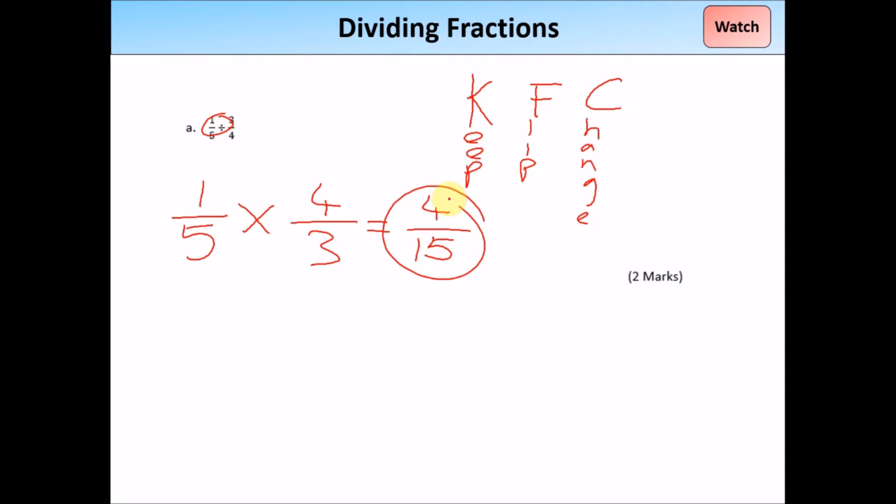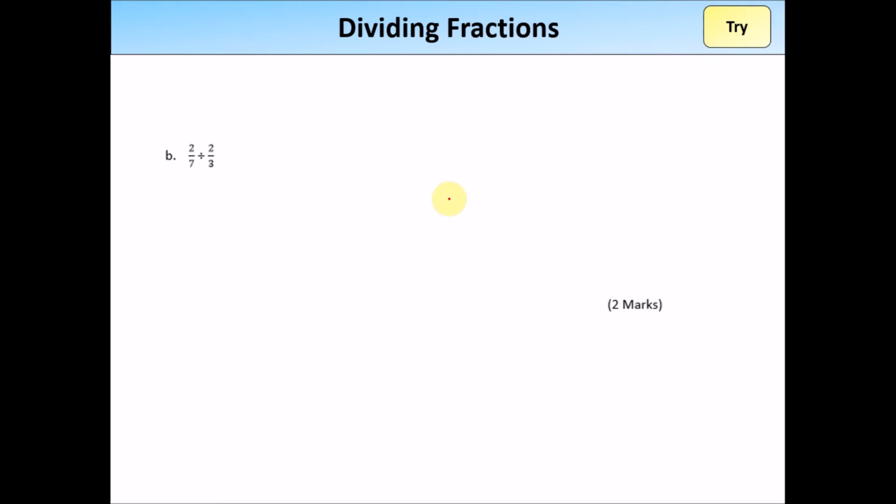So keep the first fraction, flip the second fraction and change it. Okay, so change that divide into a times sign. I'm now going to give you a question. I want you to look at it. I want you to have a go at it. Okay, pause the video and then we'll go through it together. So the question I'd like you to do is 2 over 7 divided by 2 over 3.